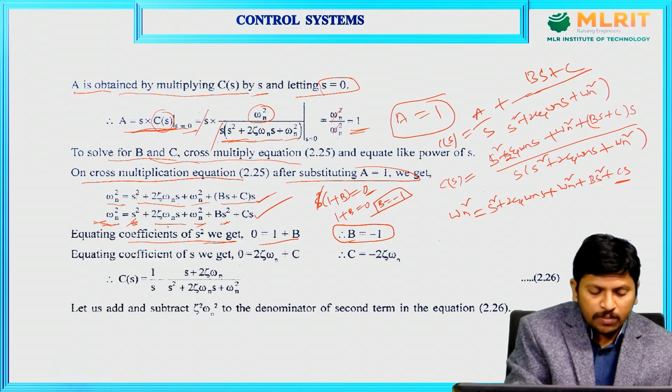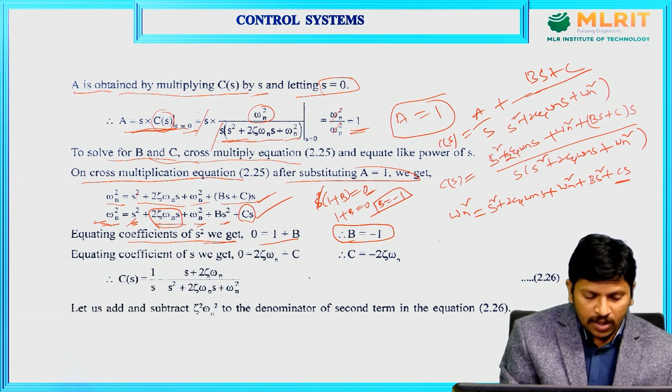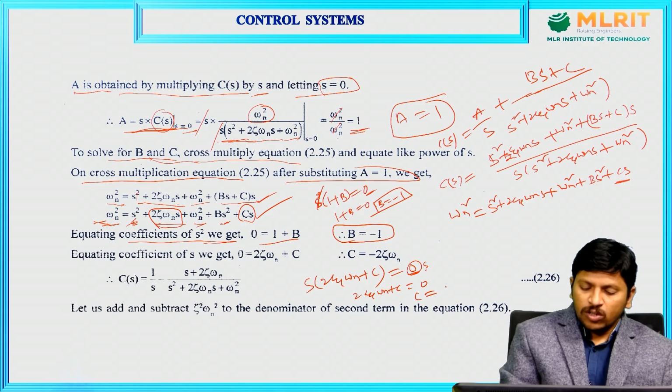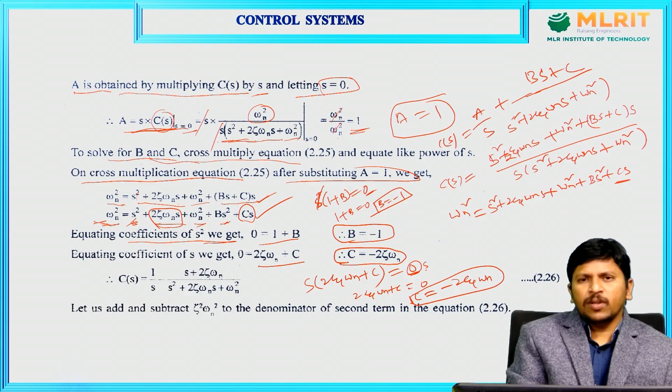Again, observe the s terms. The s term is 1 here, and there is one more s here, so taking s as common, 2 zeta omega n plus c equals 0. So c equals minus 2 zeta omega n. From this, we get c equals minus 2 zeta omega n.